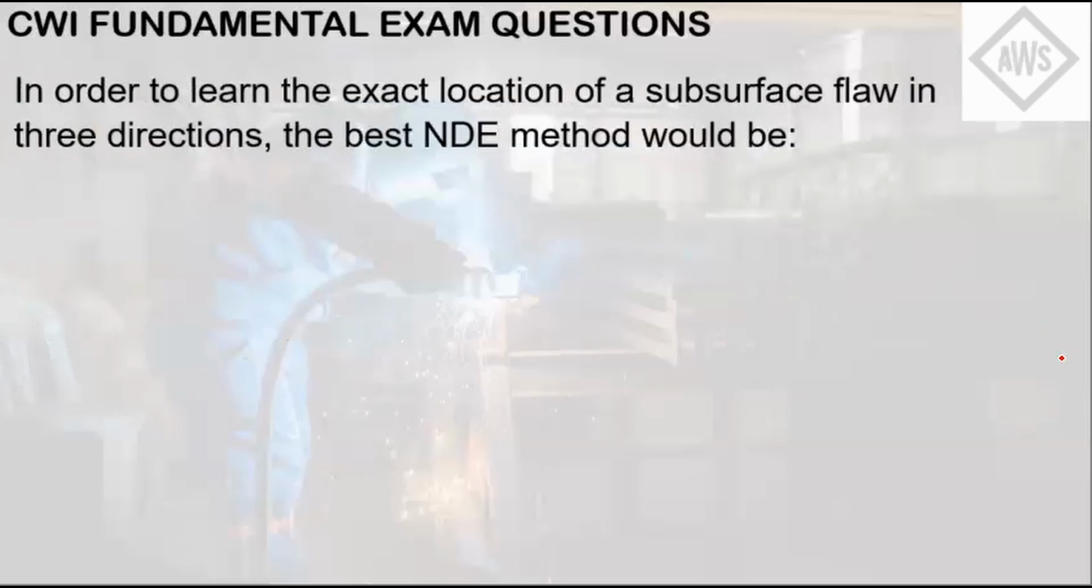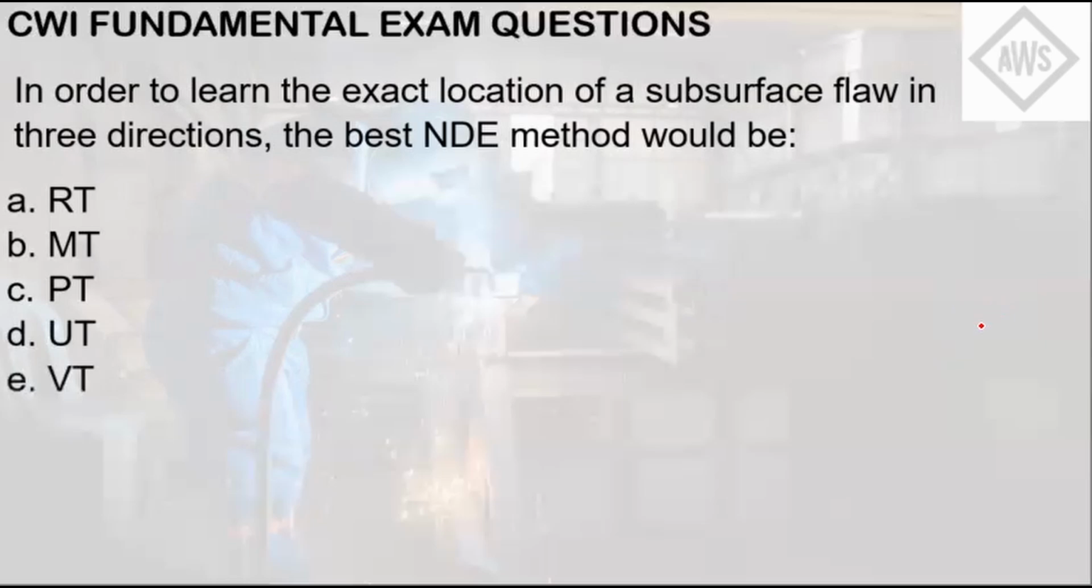In order to learn the exact location of a subsurface flaw in three directions, the best NDE method would be letter A, RT, letter B, MT, letter C, PT, letter D, UT, letter E, VT. UT, or ultrasonic testing, is the best method to detect subsurface flaws in three directions. So the answer here is letter D.